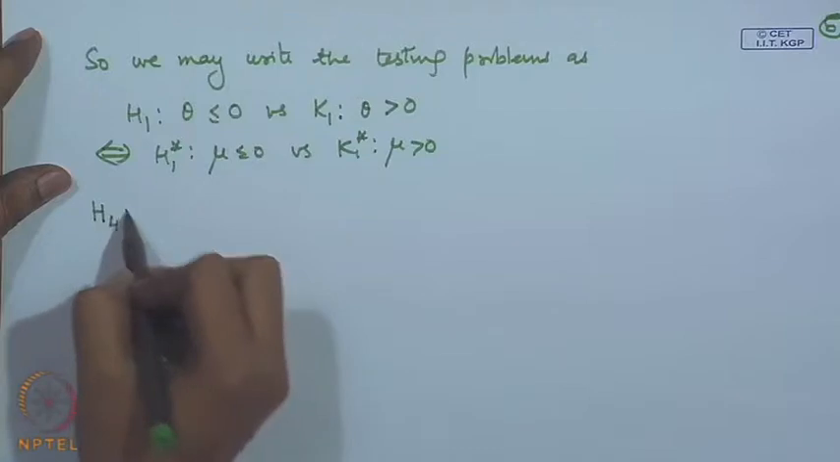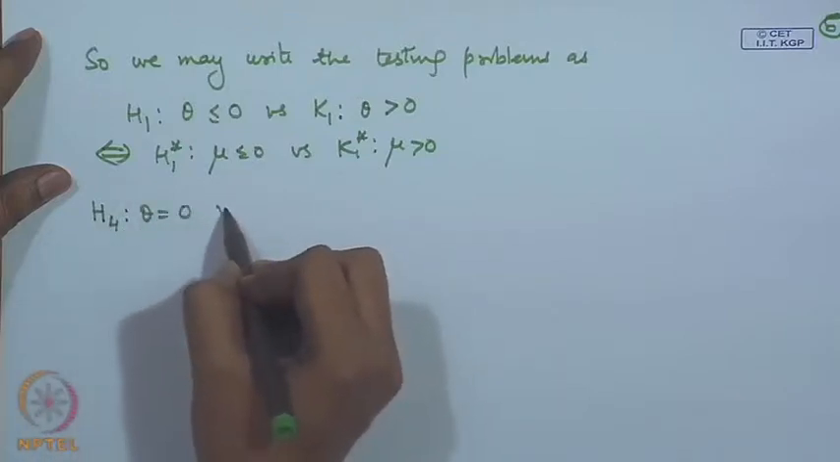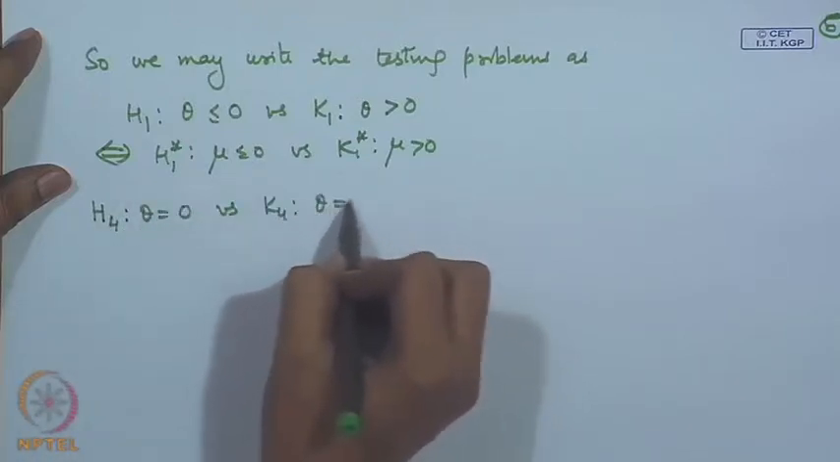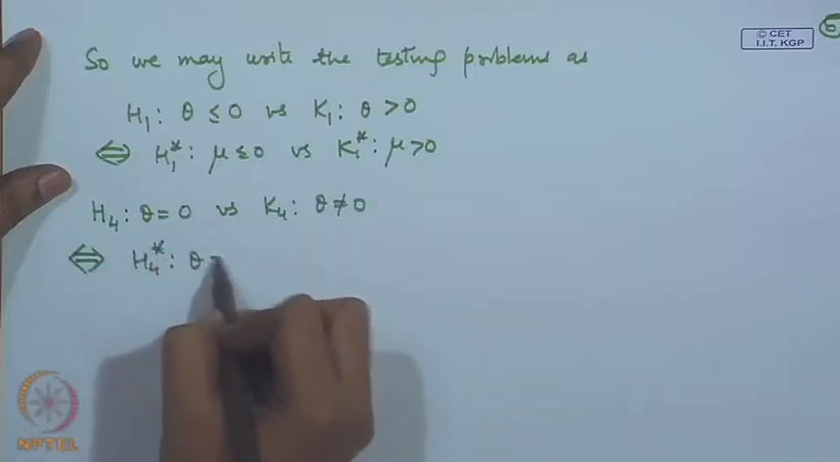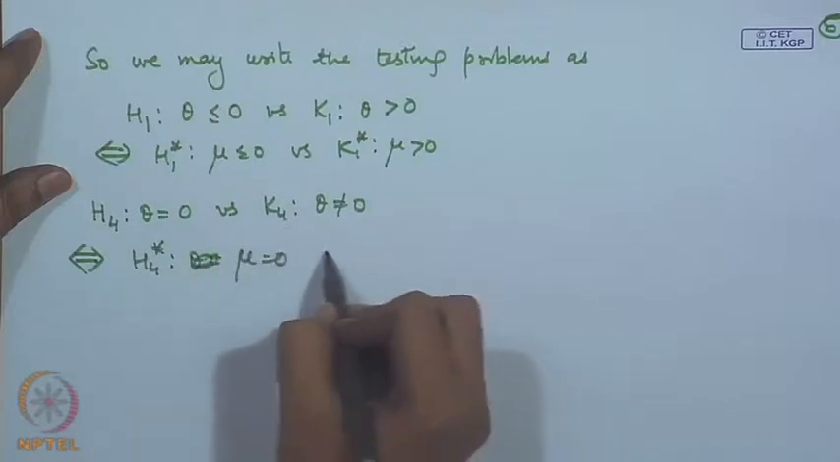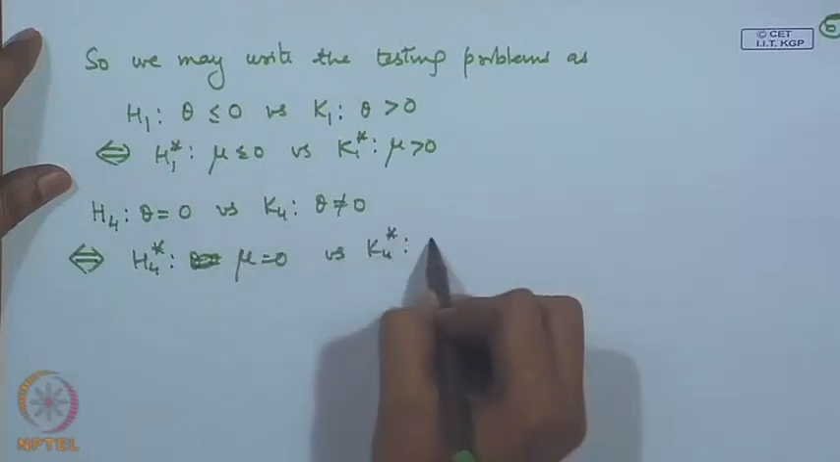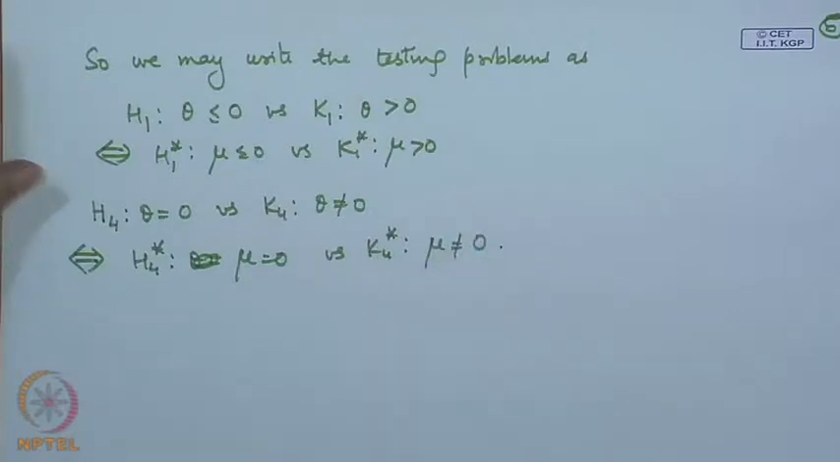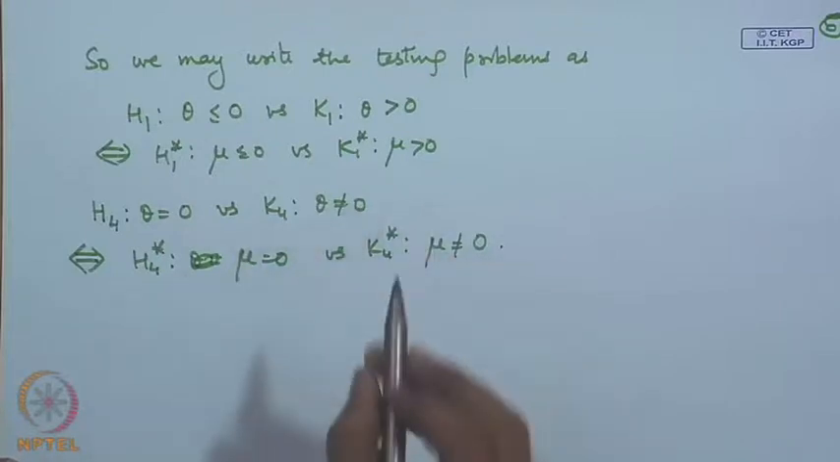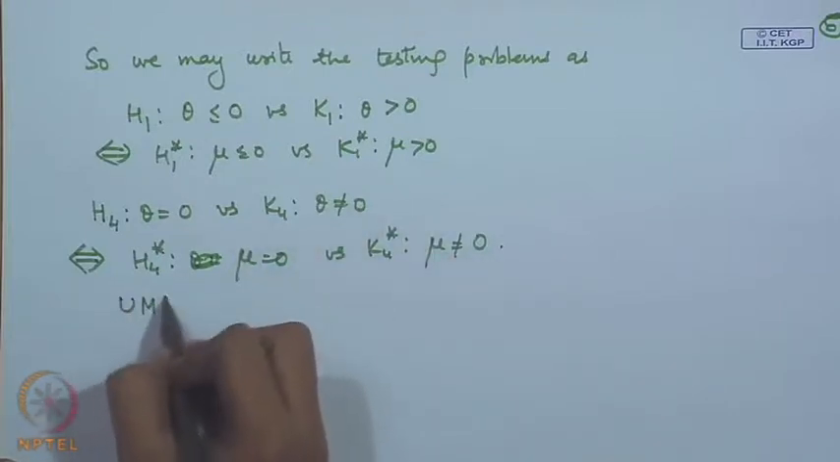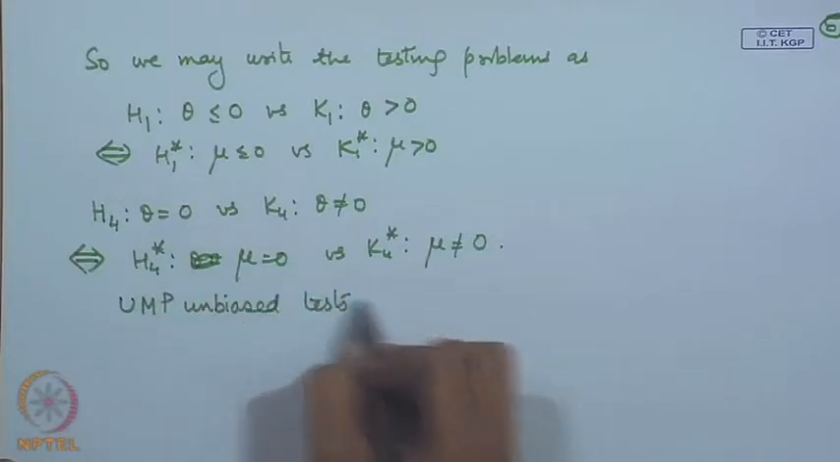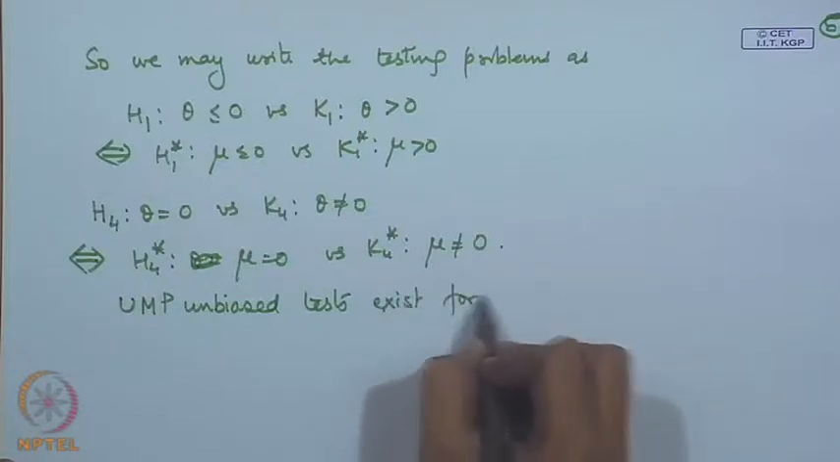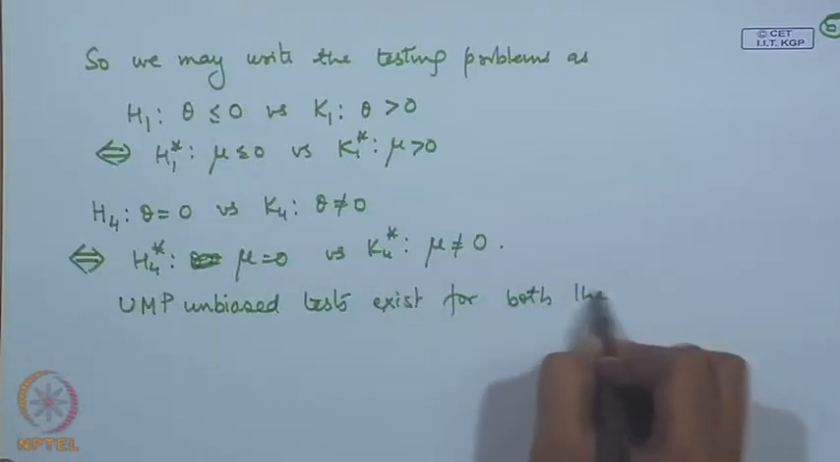Similarly, if I consider H4: theta is equal to 0 versus K4: theta is not equal to 0, then this is equivalent to H4 star: mu is equal to 0 versus K4 star: mu is not equal to 0. So, UMP unbiased tests exist for both the problems.